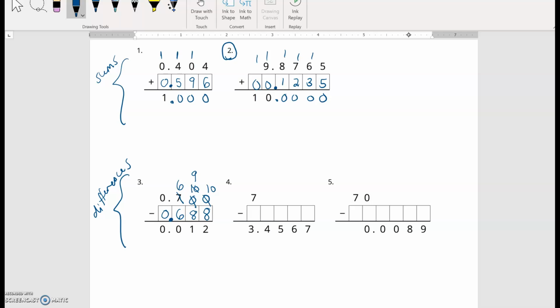Right now, please try number 4 and number 5 with a partner or by yourself. And after the pause in the video, you can continue to check your work.